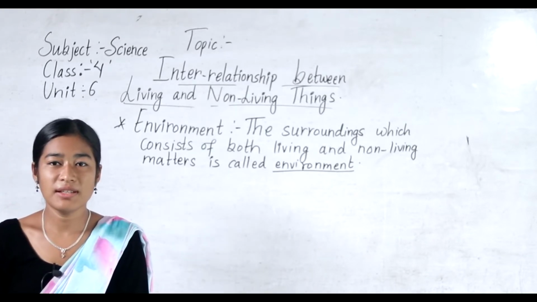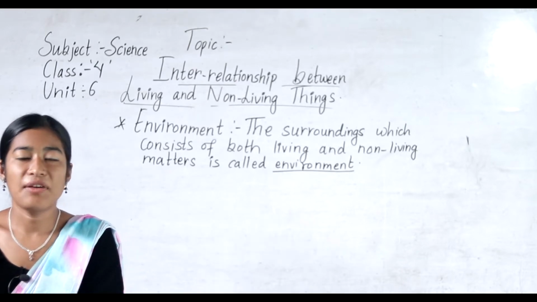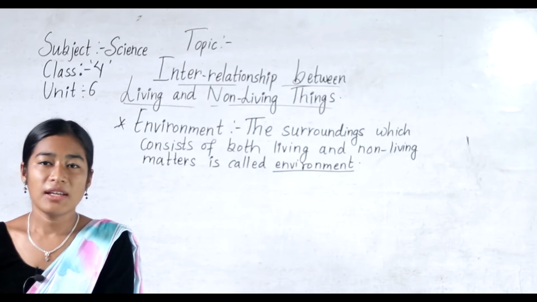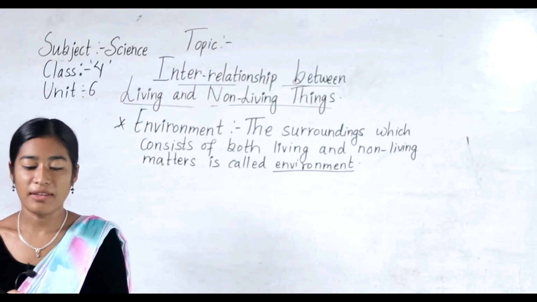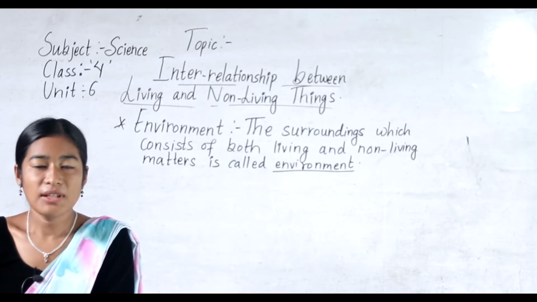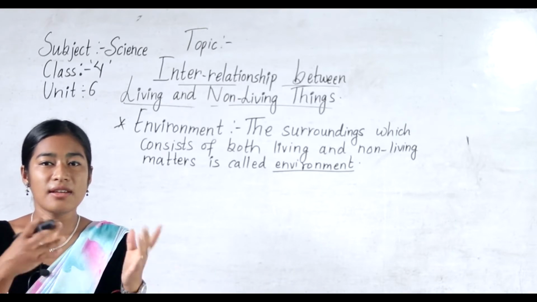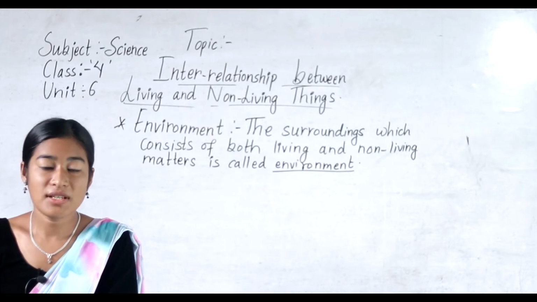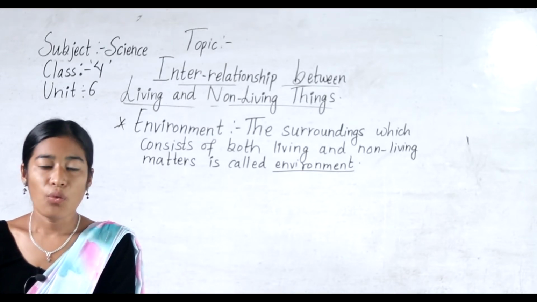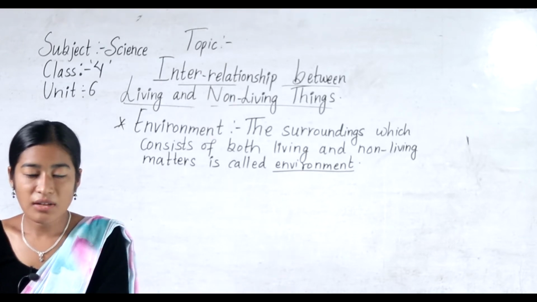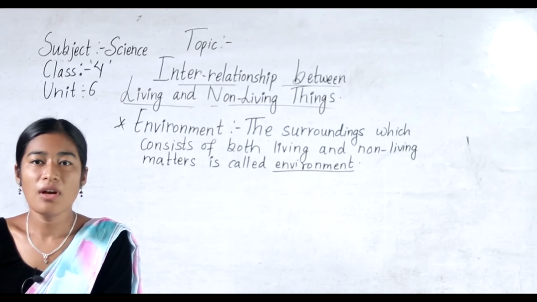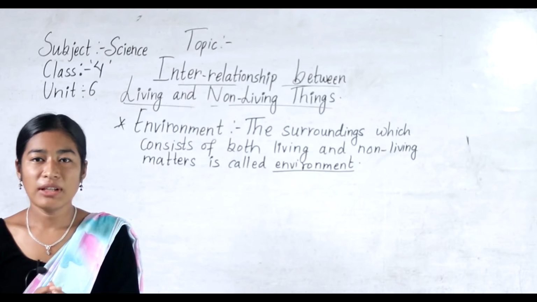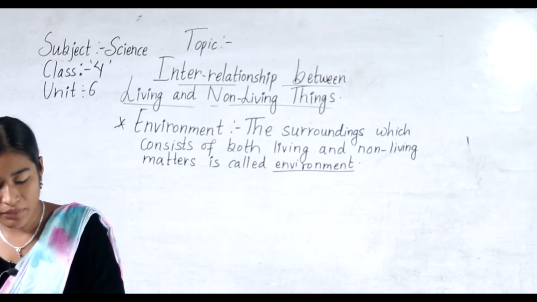So what is living things? Things that have life in them are called living things, whereas things that do not have life in them are called non-living things. So all the living things depend on the non-living things of their surrounding, like soil, water, air, and on other living things to survive. So all the living things depend on non-living things for their survival.